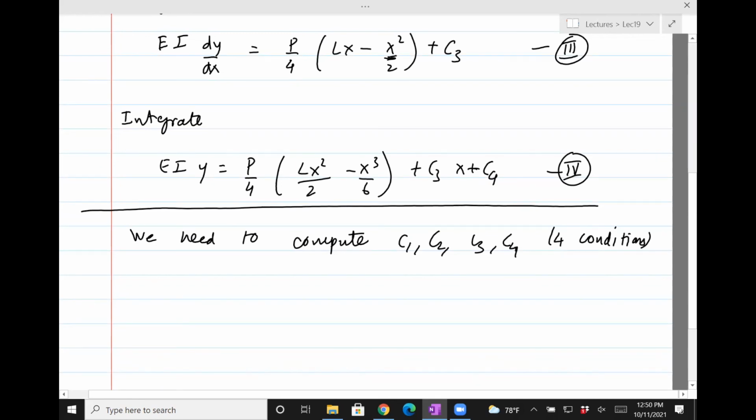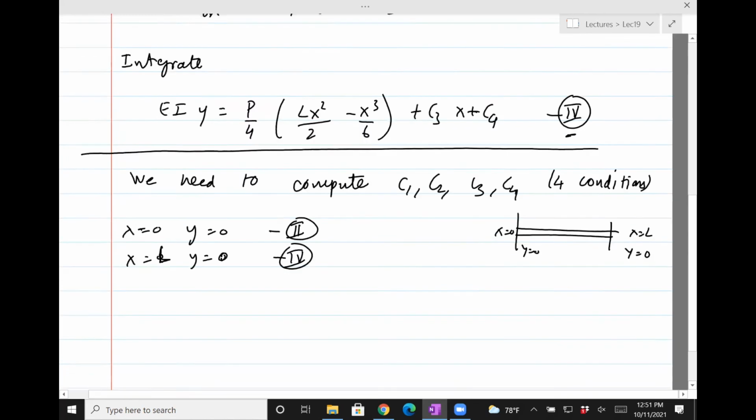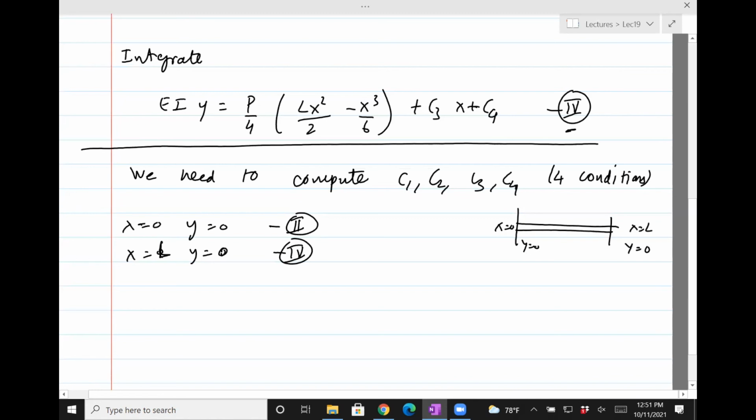The way we find the four constants is, first, for the beam, x equals 0, y equals 0. Also x equals L, y equals 0. That will be equation 2 here in my notes, equation 4 in my notes, because remember that equation is valid for the sections after C. I need to generate 2 more equations, and this is where I need to use something about point C.